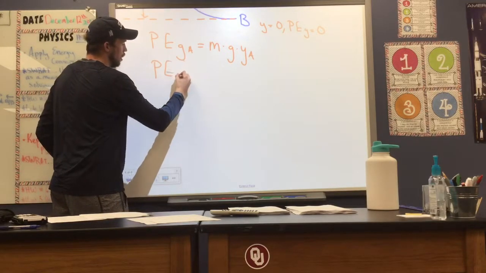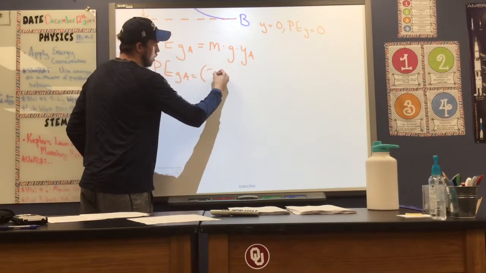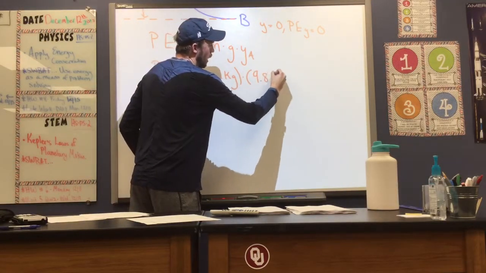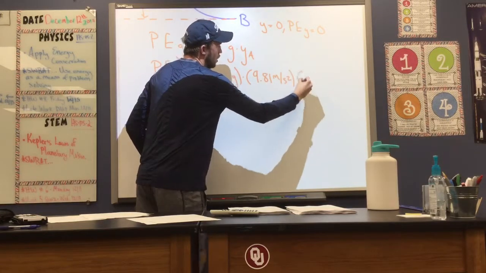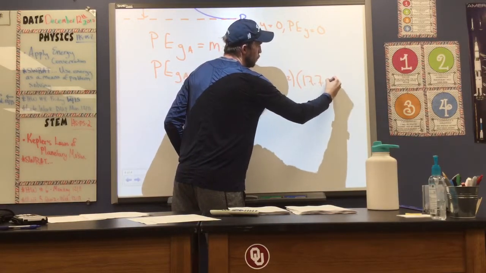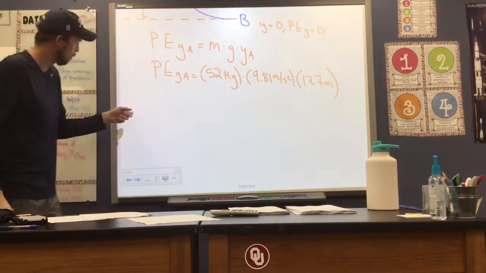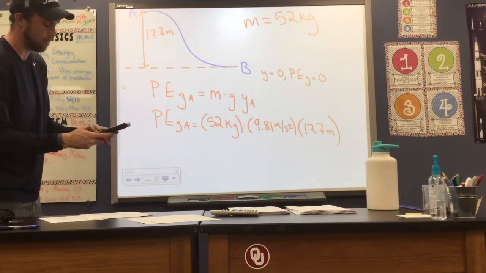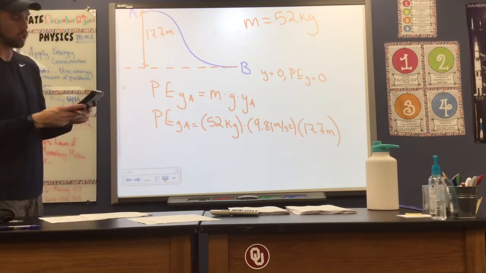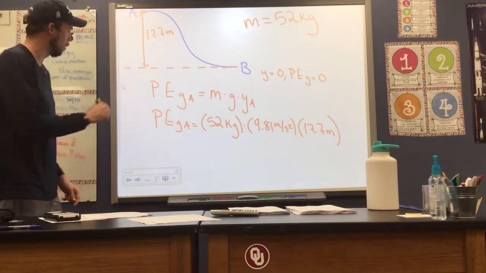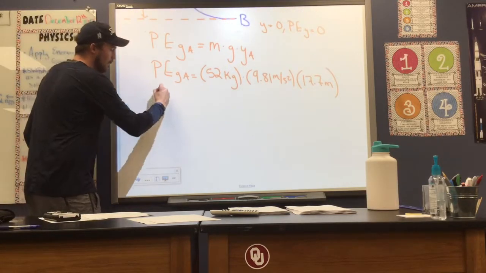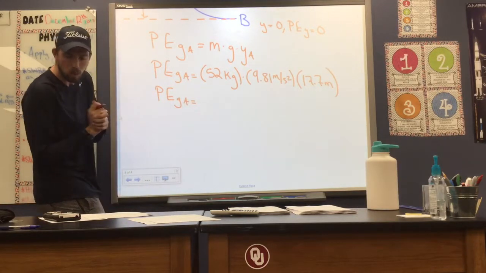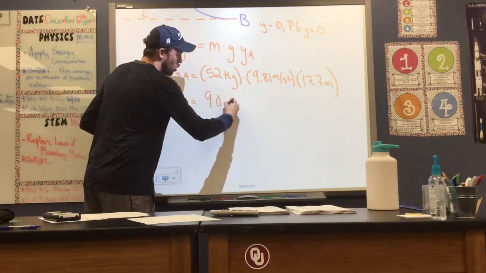Potential energy due to gravity at point A is mass, 52 kilograms, times g for the Earth, 9.81 meters per second squared, times my height above this point, 17.7 meters. So I'll plug these values in, and we'll see what we come up with. 52 kilograms times 9.81 meters per second squared times 17.7 meters. I'm going to get a value of potential energy due to gravity at point A of 9,029.1 joules.